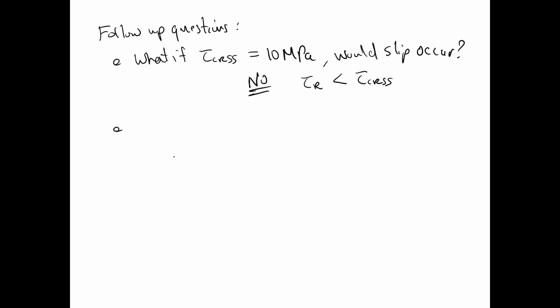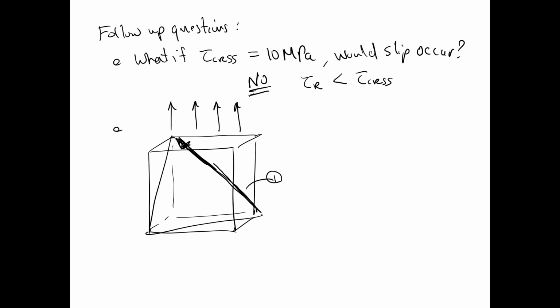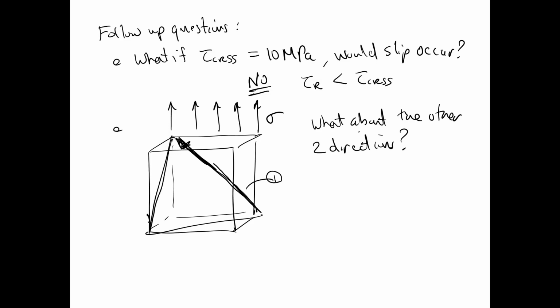Now, let's look at that situation that we had a second ago. I'm going to redraw that figure. Remember, we had this plane. Here's the 1, 1, 1 plane. And we looked at direction 1 on that plane. And remember, the tensile stress is in the z direction, so I'm drawing that with arrows here. Well, what about the other two directions on that plane? I'll draw them in here. Here's direction 2, label it. And then here's direction 3 down here.